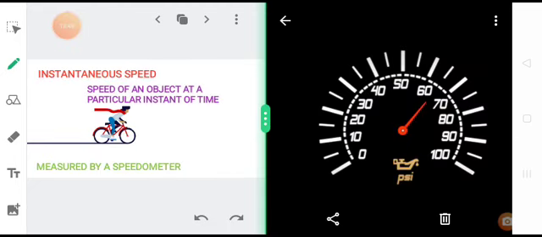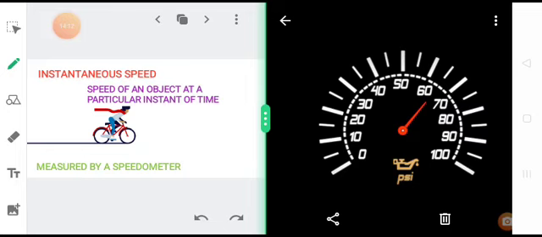Instantaneous speed. Speed of an object at a particular instant of time. At a particular moment, if you want to find out what is the speed at which any object is moving, that is known as instantaneous speed. From the word instant, we have derived the word instantaneous. At that particular moment, the speed at which the object is moving.